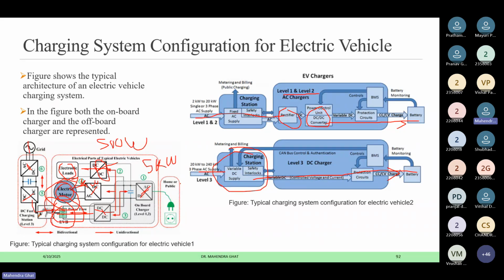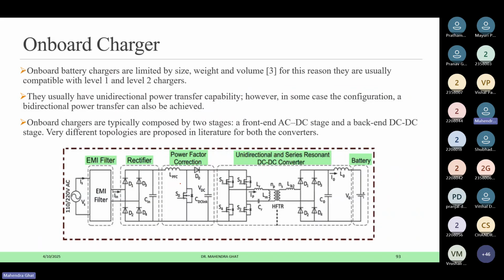Okay. So just after giving the overview, I will go for the converters. This is one example of a converter, an onboard converter actually. So the onboard charger is there, where you can see the AC supply is taken and it is charging the battery. Okay. Just one question here.